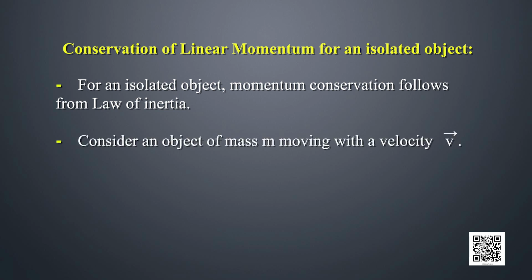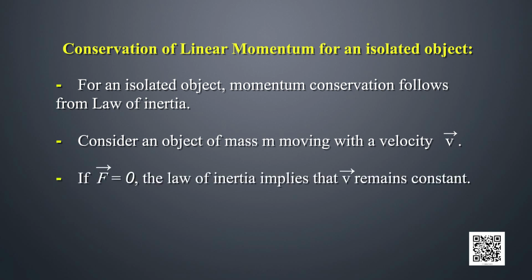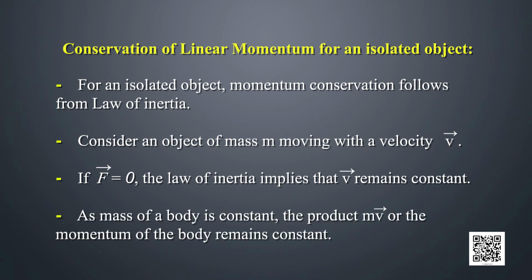Consider an object of mass m moving with a velocity v. If F is 0, that is, if the external force acting on the body is 0, the law of inertia implies that the velocity will not change, that is, it will remain constant. As the mass is also constant, the product mv, or the momentum of the body, remains constant. This verifies the principle of conservation of linear momentum for a single object.